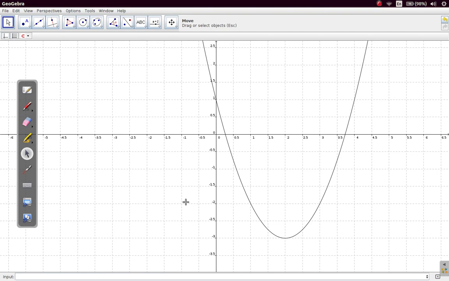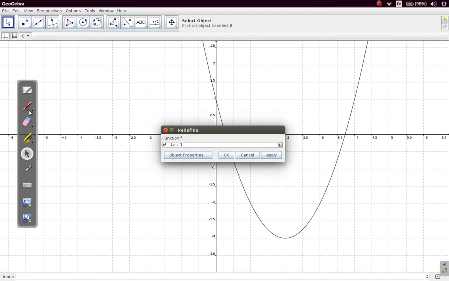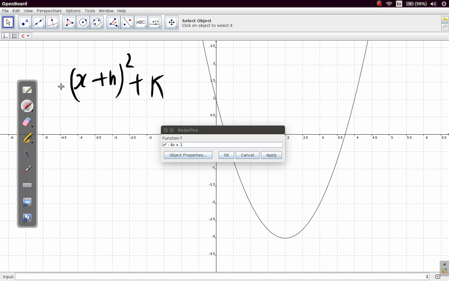Now you should review my other videos on completing the square. This graph is not in that form. When I say the graph of completing the square, I'm really talking about the graph in the form a(x plus h) squared plus k, where a, h, and k are constants.